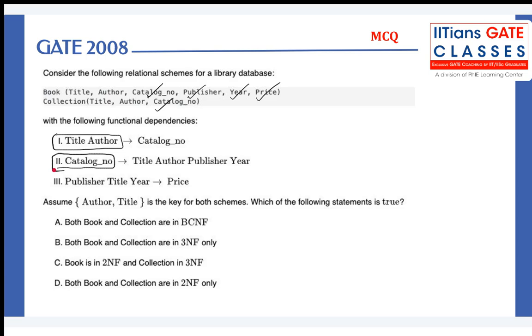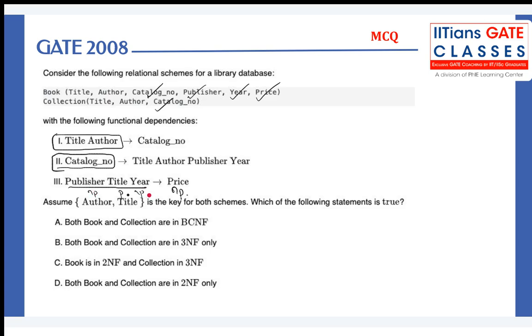And the third functional dependency considers publisher, title, and year deriving price. The right hand side is a non-prime attribute. The left hand side you cannot say it contains only prime attributes, although it does contain one, which is title, but it also contains non-prime attributes. So this is also not suitable for a 2NF specification.